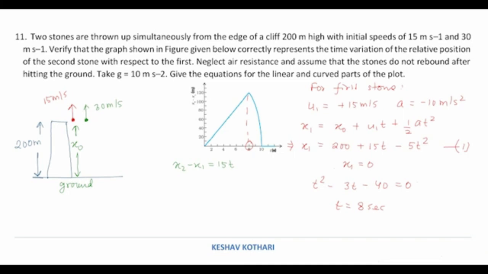So we have given an explanation for this graph, and have also written the equation for the linear part, which is this one, and for the curved path.